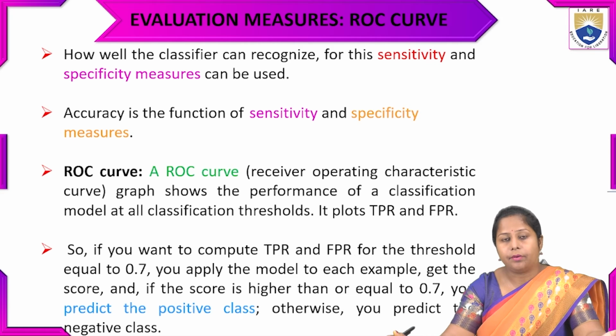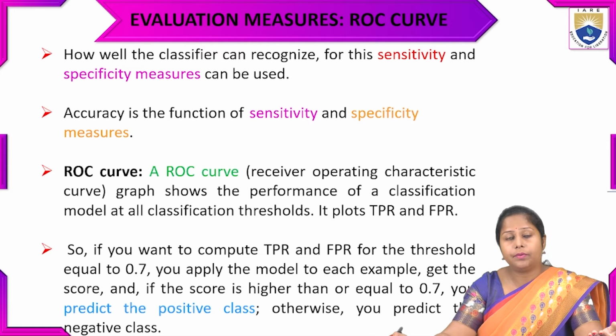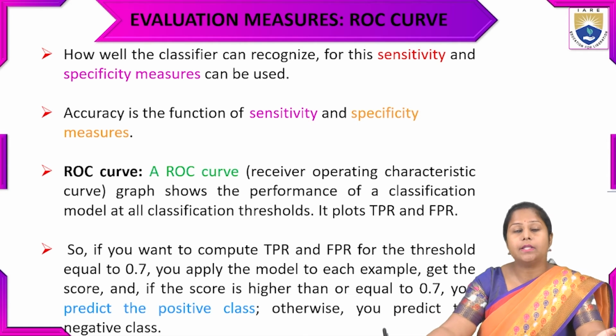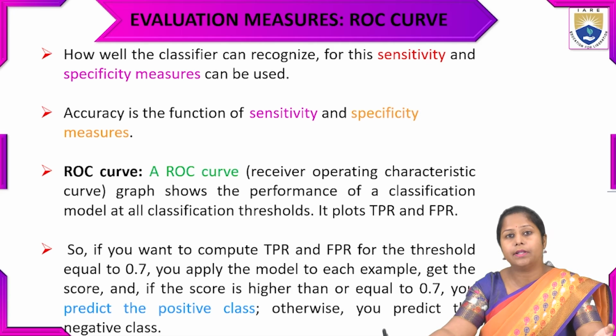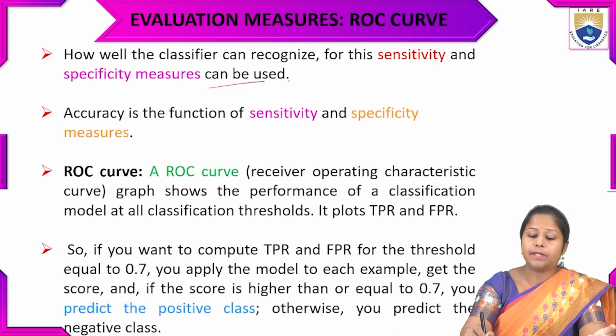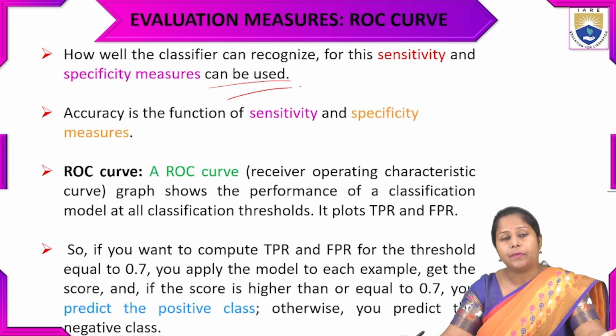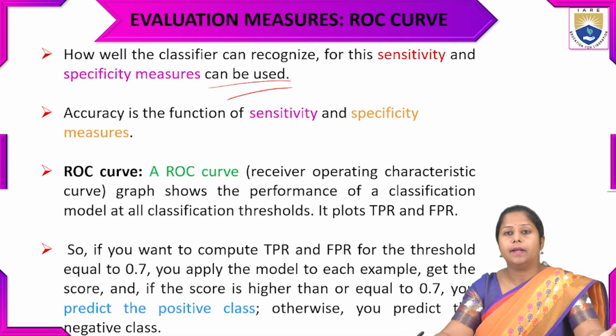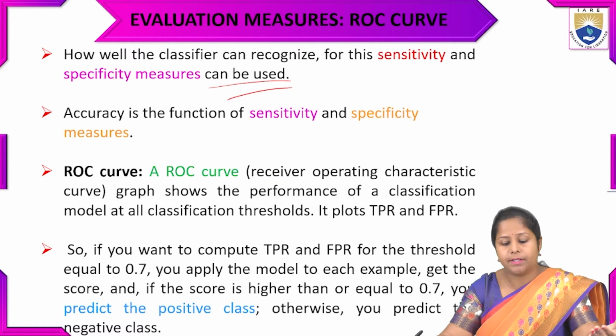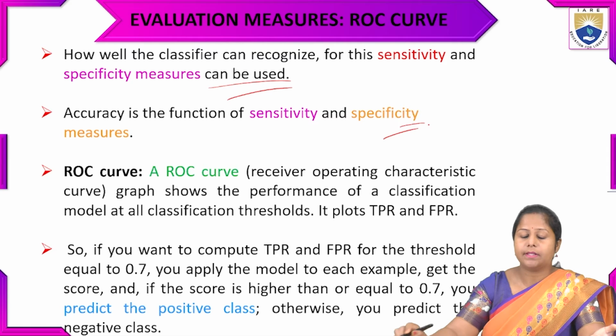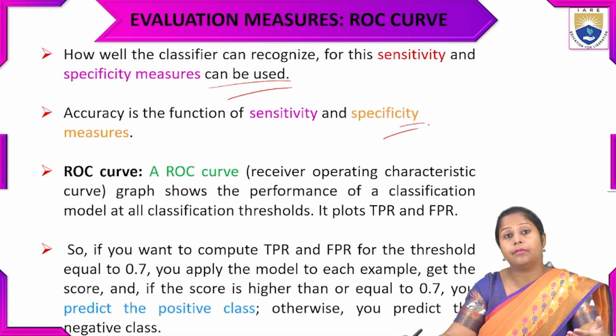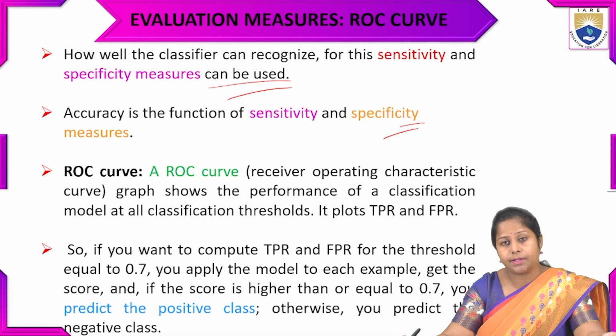Now, the ROC curve. How is the classifier going to recognize sensitivity and specificity? Those measures can be used for the ROC curve. Accuracy is a function of sensitivity and specificity. These are the two measures to check how accurate the system is, how accurate the classifier is.